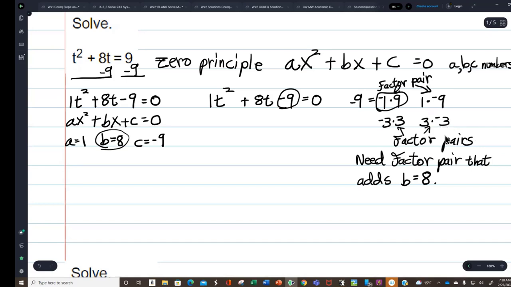And 3 plus negative 3 is 0. So this is the only factor pair that has numbers that add to positive 8. This is what I do.